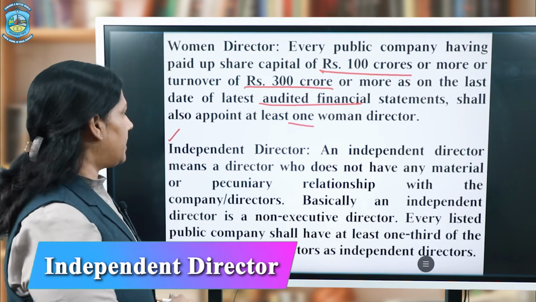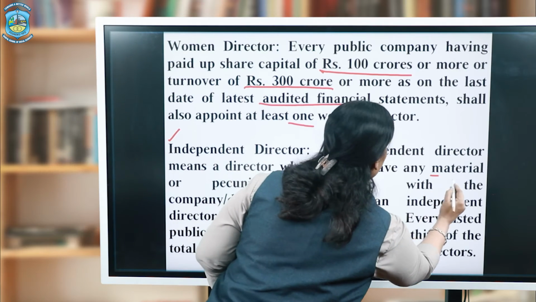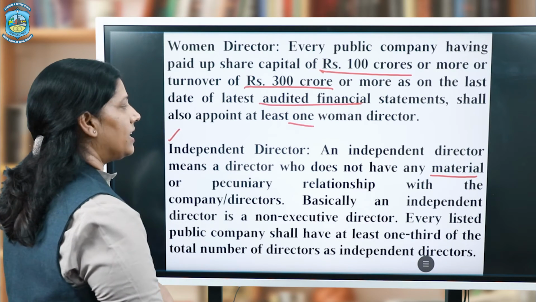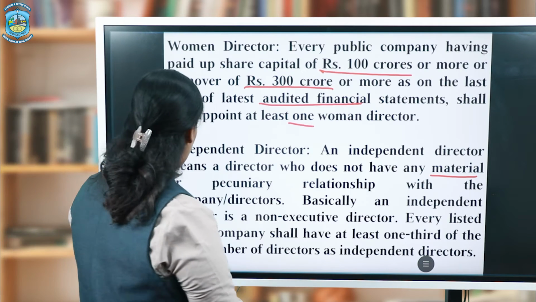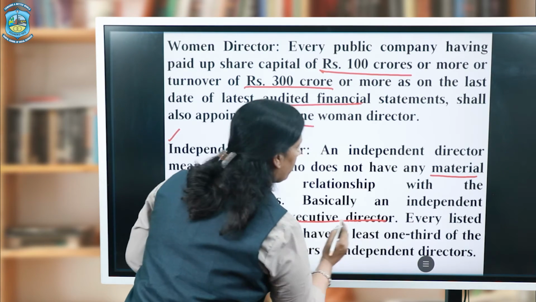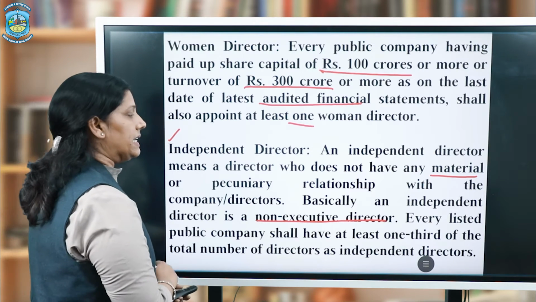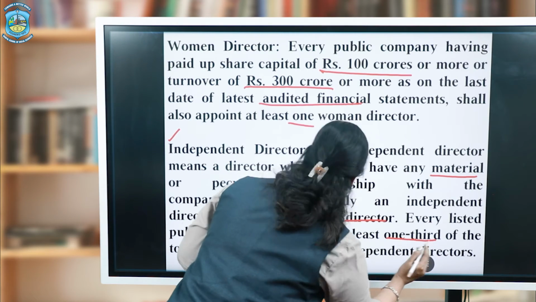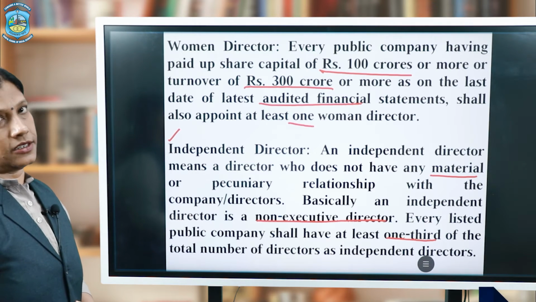The next category is independent director. An independent director means a director who does not have any material or pecuniary relationship with the company or the company's directors. Basically, an independent director is a non-executive director of the company. Every listed public company shall have at least one-third of the total number of directors as independent directors.